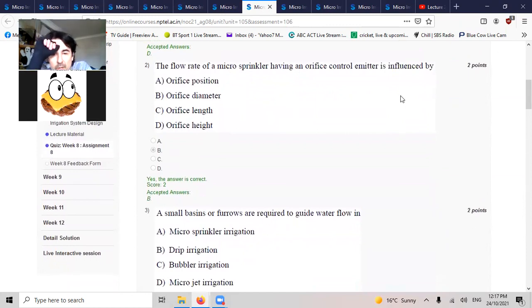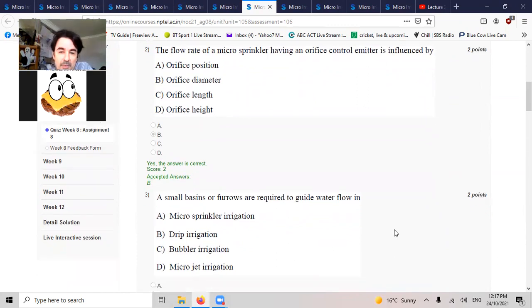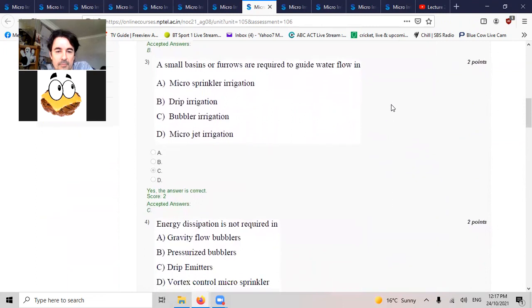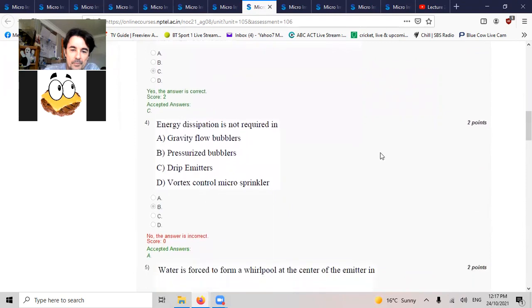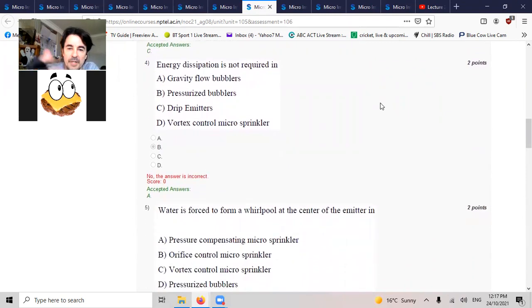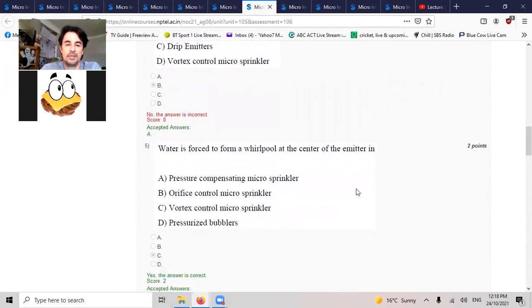Small basin or furrow required to guide water in. C for bubbles. A bubbles. Energy dissipation is not required in, we've got no energy, it's gravity. Everything else uses energy. And gravity is, yes, a form of energy, but that's the one that they're talking, it's not any amplified energy. Water is forced to form a whirlpool at the center of the emitter in vortex. Let's form whirlpools, see?